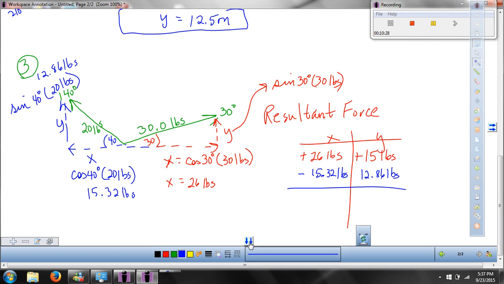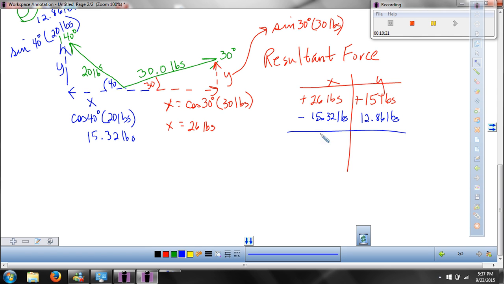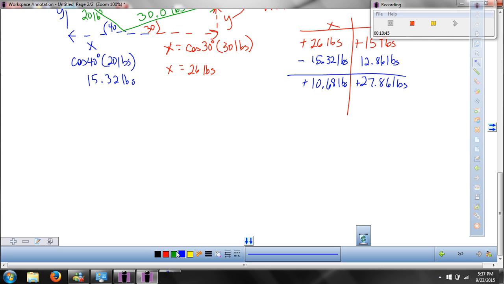So now I'm going to do the addition of the XY chart. So 26 plus negative 15.32 is, I believe, 10.68. And this one is going to be 27.86. So now I'm going to draw my right triangle. Both of these are positive. So that would put a leg this way of 10.68 pounds, and a leg this way of 27.86 pounds. And we're going to pretend that that's a right angle right there. And so I'm going to connect the beginning with the end. Remember, I always want the two tails together and the two heads together.